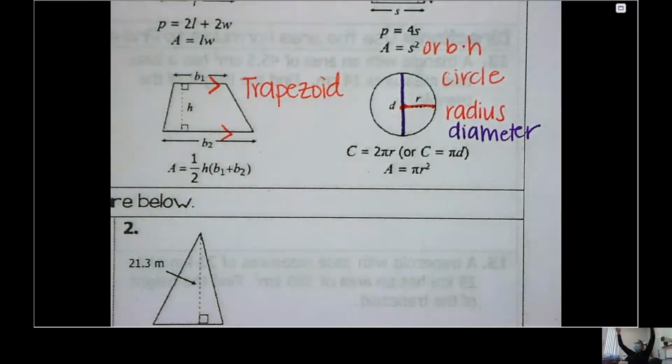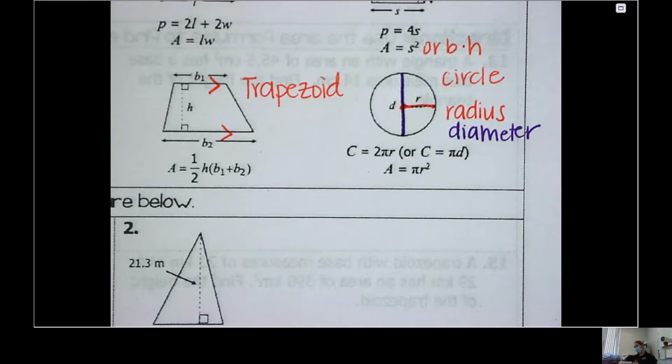So if I told you the diameter was 20, what would my radius be? 10. It'd have to be half of it. So radius is one half of your diameter. All right. So we're going to take those formulas. We're going to practice just plugging and chugging.